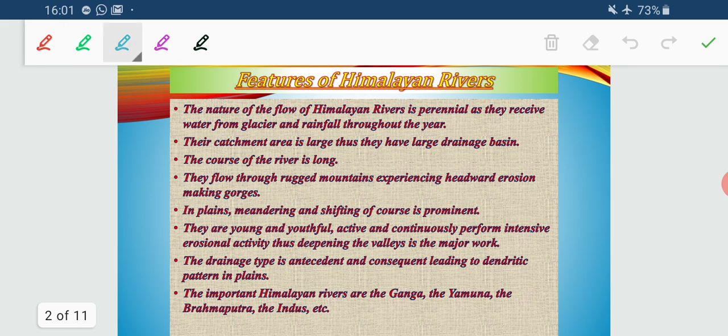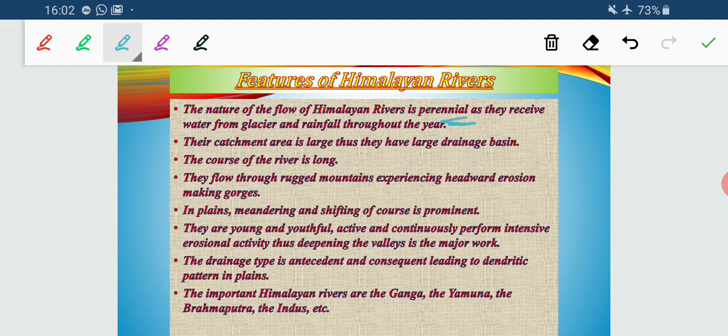Now hopefully you have studied about the features of Himalayan drainage in the junior classes, that means in class 9. Let us repeat the same thing, it is just a repetition. The nature of the flow of Himalayan river is perennial. The meaning of the word perennial means that the water is there throughout the year in the same volume because it receives the water from the glacier, that is melting of the glacier, as well as rainfall throughout the year. So that is why these rivers are termed as perennial rivers.